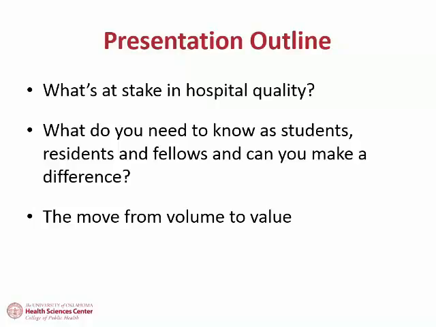So these are the three objectives I'm going to talk about today. To talk a little bit about what's at stake in hospital quality, why it's important that you think about it now that you're actually in this center taking care of patients, interacting with patients. And I certainly want to make sure that you know what you can do to make a difference as students, residents, fellows, interns. And finally, I'm going to spend a little bit of time talking about the way healthcare is shifting in terms of the model for payment. And I think it'll be very important that you at least have some understanding of this, because it's going to impact, I think, fairly significantly the way all of us that work in healthcare see reimbursement for the future.